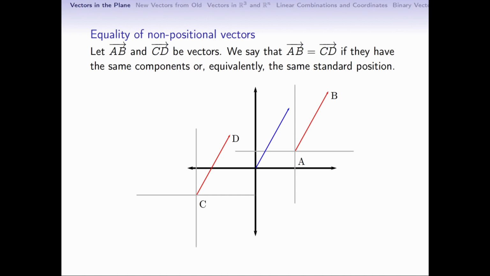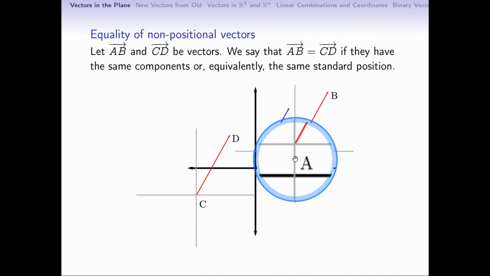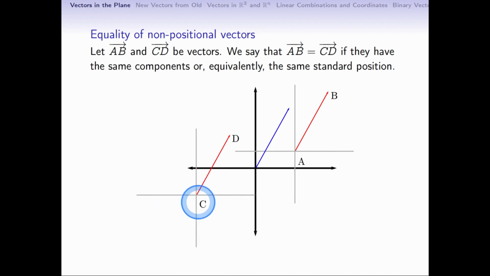Now, what would this mean physically? So let's suppose that AB and CD represent wind vectors. What this is saying is that a person that's situated at A is having exactly the same experience with the wind as a person that's sitting at position C. So this is what we mean by the equality of vectors when they are not in standard position.